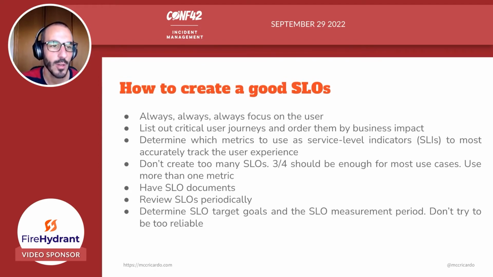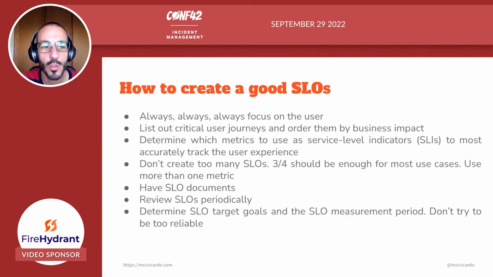Going a little bit deeper, one good option to start defining SLOs is to list out critical user journeys and order them by business impact. Maybe it's your search catalog, maybe it's checkouts, whatever makes sense within your company. Then we need to determine which metrics we will be using as service level indicators to most accurately track that user experience. So we need to measure a few things and be sure that we have SLIs that actually track what we know the user is valuing.